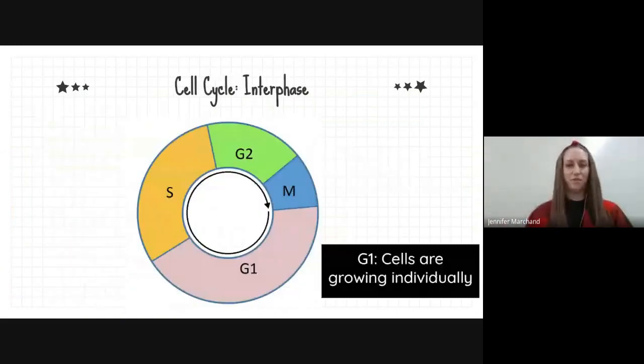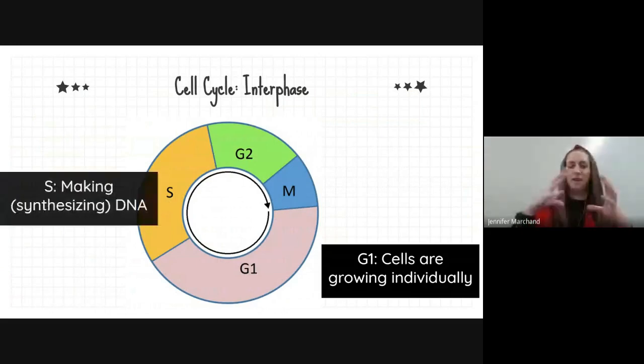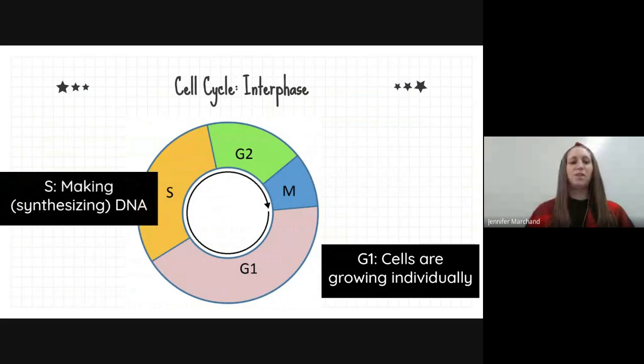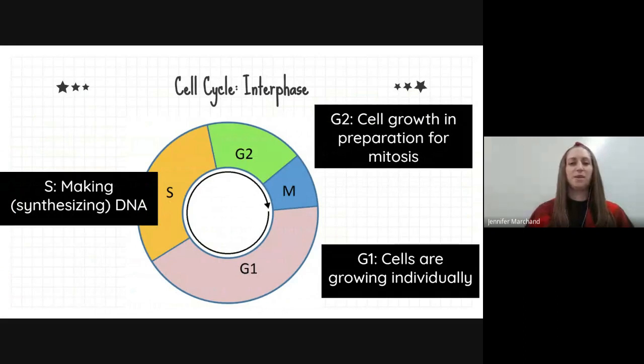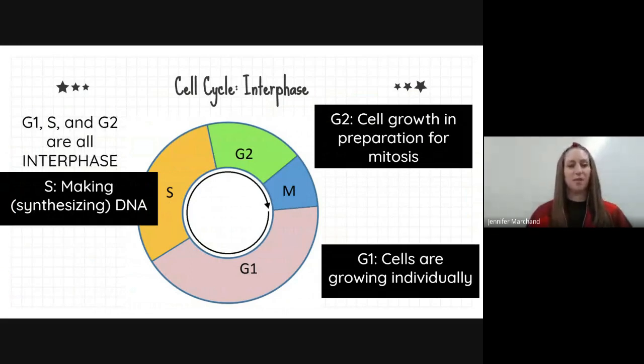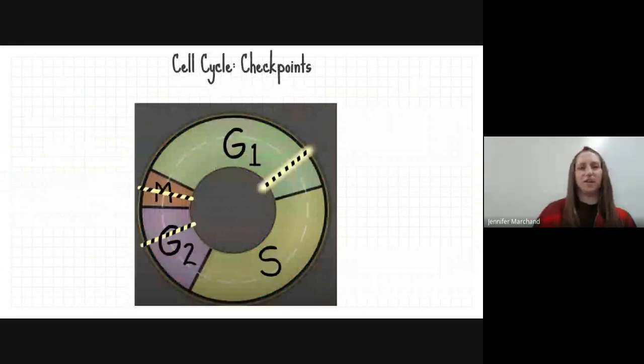So the parts of interphase here are going to be G1, S, and G2. In G1, the cells are growing individually. They start itty bitty and then they get a little bit bigger. In S, they're making, or synthesizing, DNA. And in G2, cell growth ends and the cell prepares for mitosis. That's also where a checkpoint comes in, making sure that they are doing what they're supposed to do. G1, S, and G2 are all, again, stages of interphase. So, checkpoints along the way.